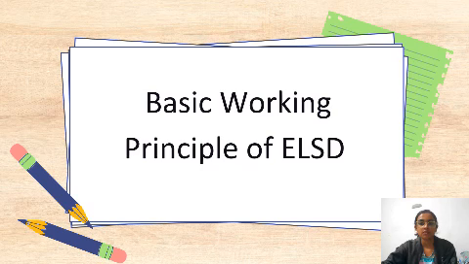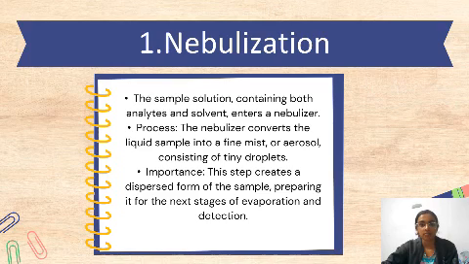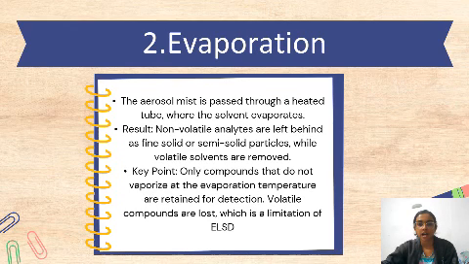Let's see the basic working principles of ELSD. Let's start with the first part, which is nebulization. The sample solution containing both analytes and solvents enters a nebulizer. The nebulizer converts the liquid sample into a fine mist or aerosol consisting of tiny droplets. The important point is that this step creates a dispersed form of sample, preparing it for the next stages of evaporation and detection.